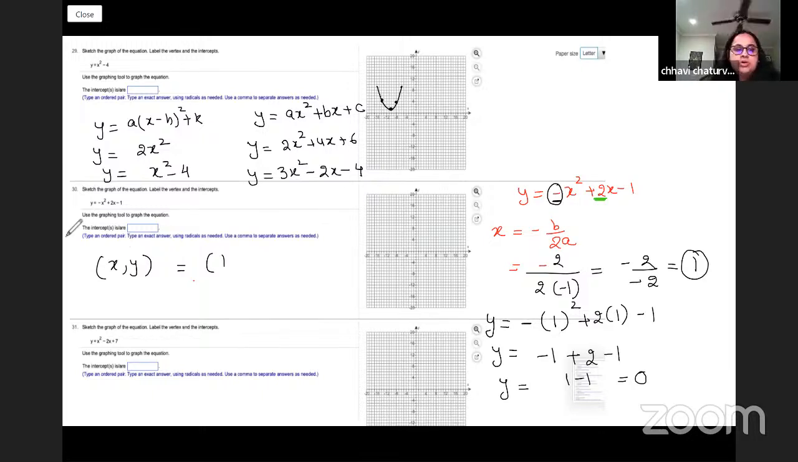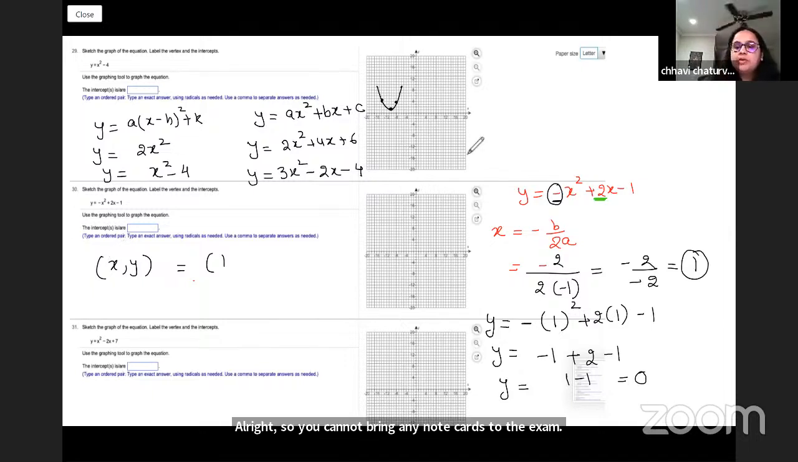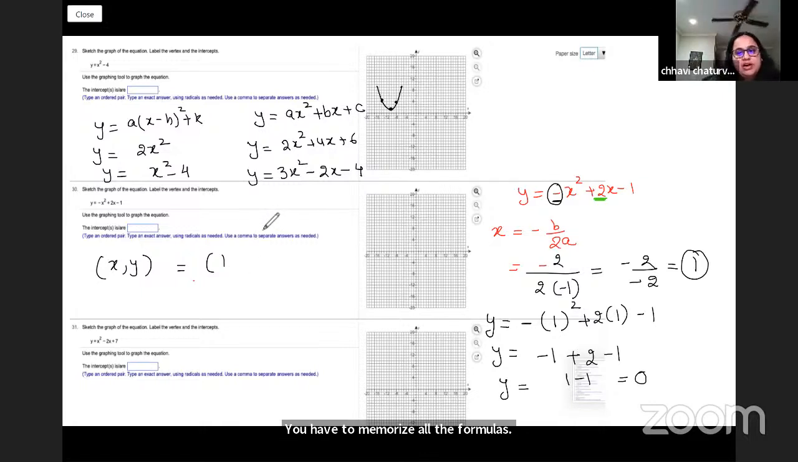All right. So you cannot bring any note cards to the exam. You have to memorize all the formulas. We will get to that point. Let's finish this graphing question.